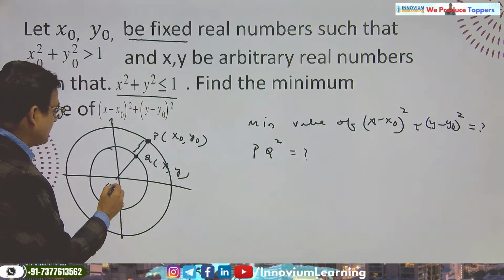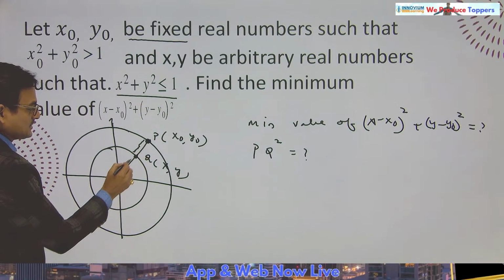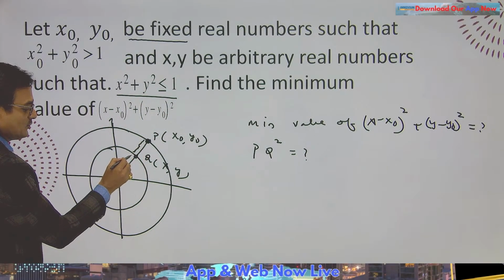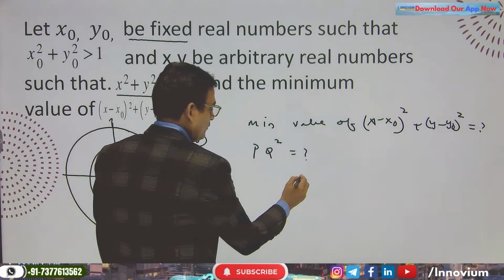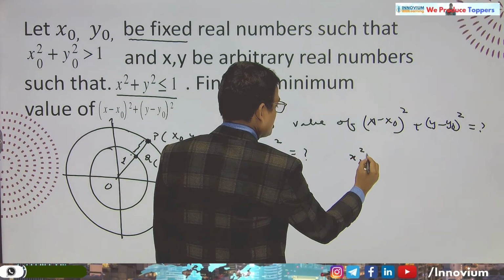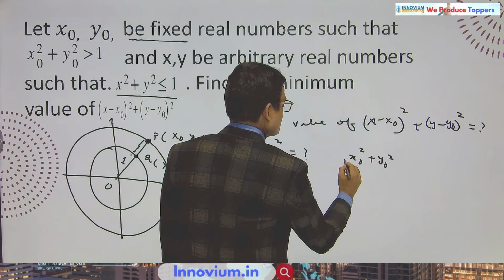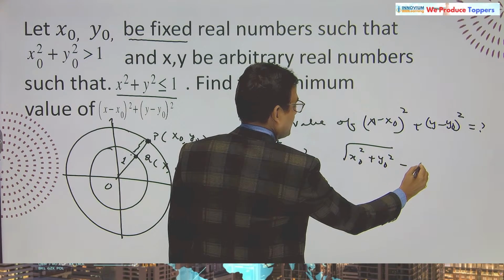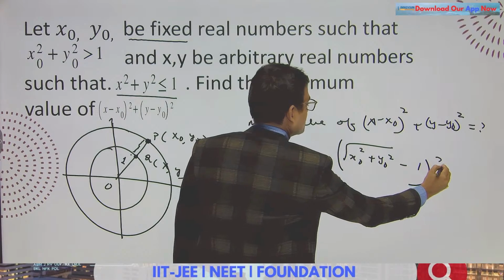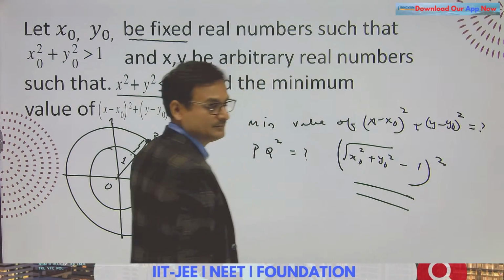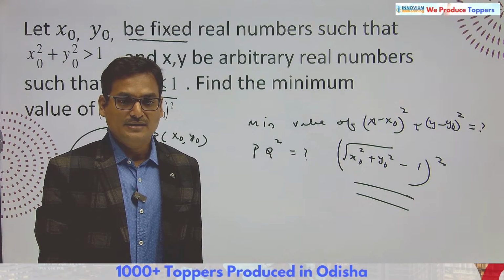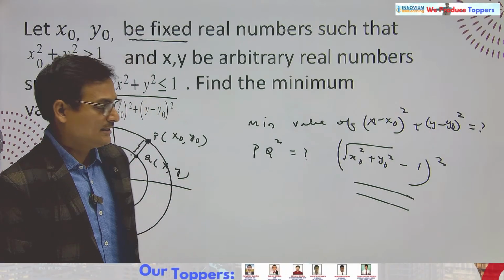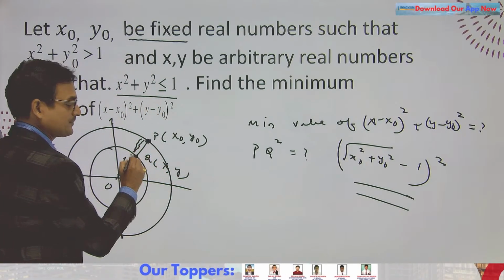So we can apply OP length minus OQ length. This is 1. So OP will be how much? Square root of x0 square plus y0 square, minus 1, whole square. ये है तुम्हारा मिनिमम वैल्यू. x0 स्क्वायर प्लस y0 स्क्वायर माइनस 1 उसका होल स्क्वायर. ये है तुम्हारा मिनिमम वैल्यू, ये डिस्टेंस.